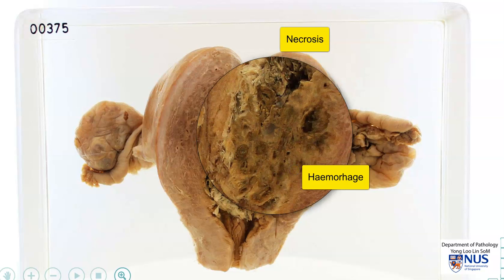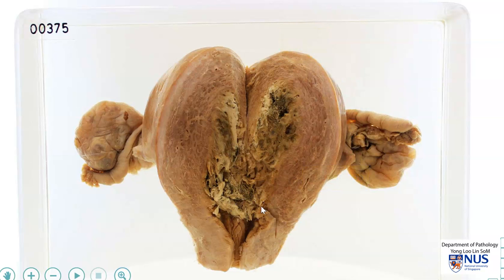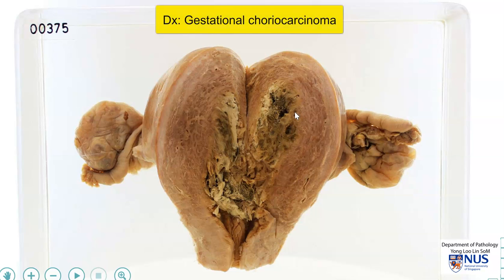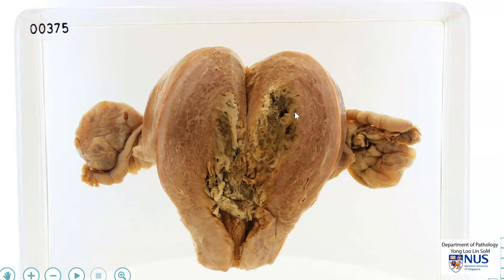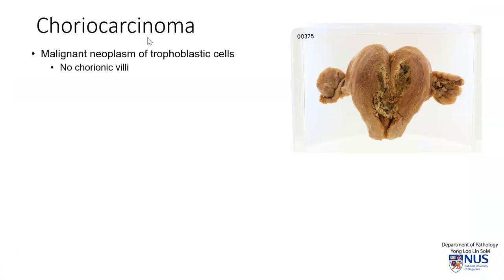So we have an irregular, variegated appearing tumor sitting in the endometrial cavity, and this appears to invade also into the wall of the uterus. And this is an example of a gestational choriocarcinoma. A choriocarcinoma is a malignant neoplasm, and this arises from the trophoblastic cells.